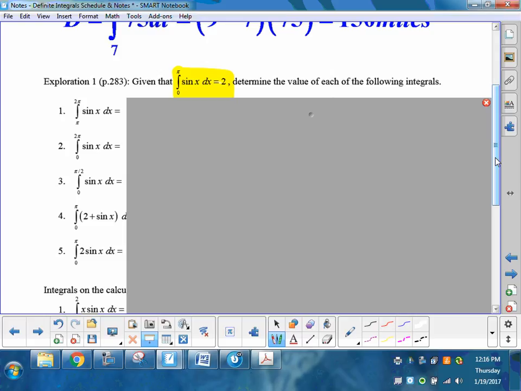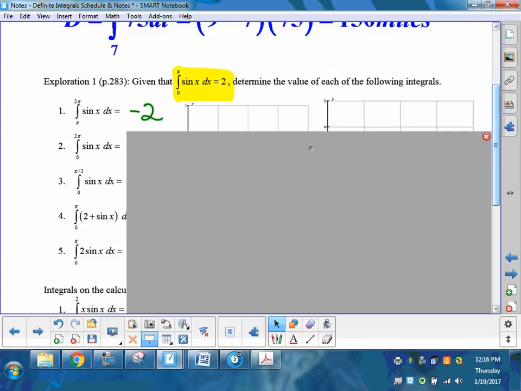Hands up, please, when you can tell me. What's the area under the curve going to be from negative pi to 2 pi? What's the value of it going to be? Not 2. See? Negative 2. Why is it negative 2? Because it's under the curve. Next one up. What about the area under the curve of sine from 0 to 2 pi?